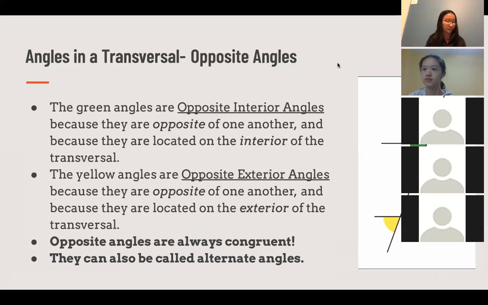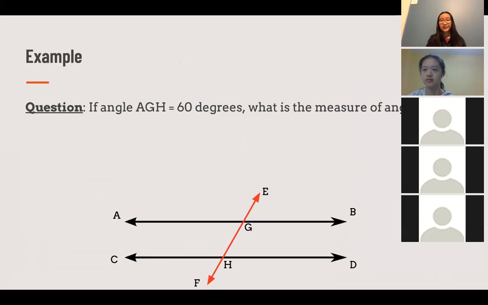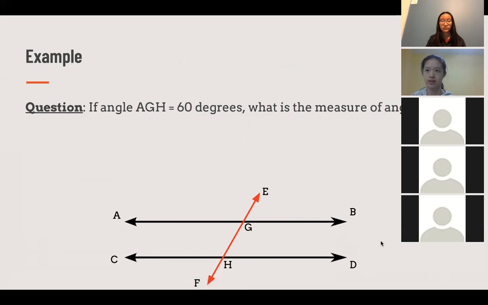Okay, let's move on. If you need me to turn back, then you can say so. But here's an example problem. If angle AGH equals 60 degrees, what is the measure of angle FHD? And this problem may require a couple more steps than the previous example, so just know that.